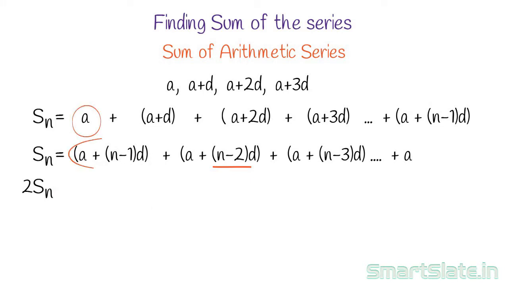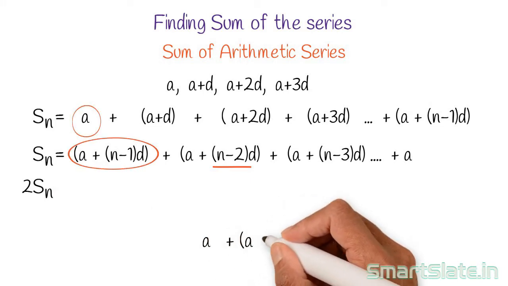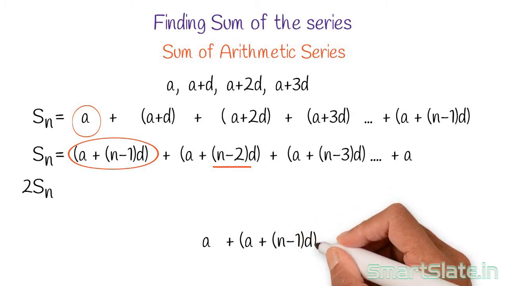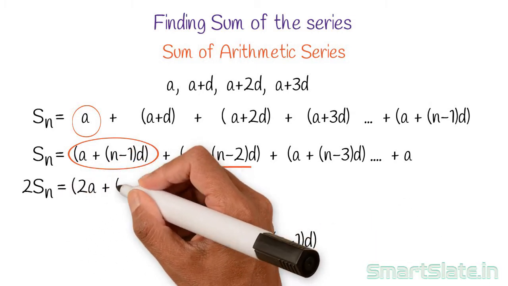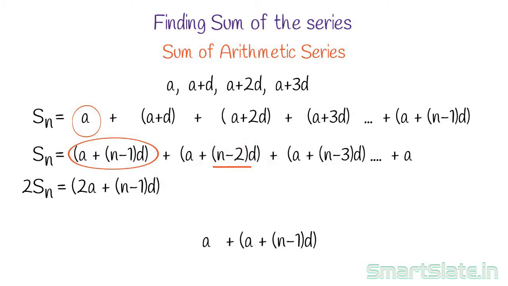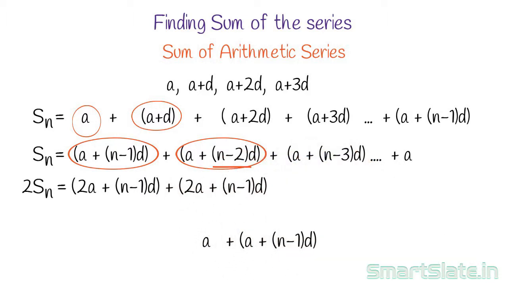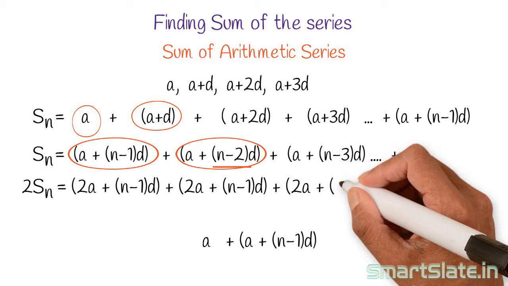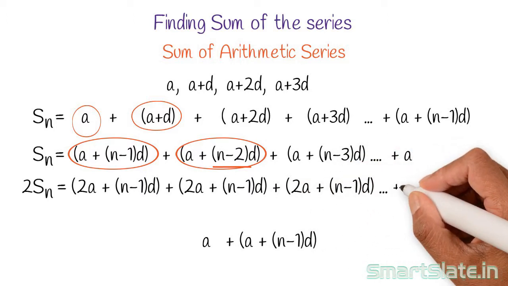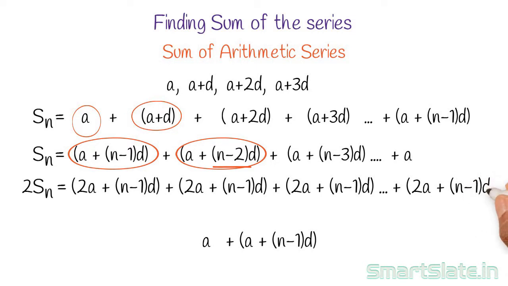The addition of the first terms of both the series is A plus n minus 1 into D, which is 2A plus n minus 1 into D. The addition of the second terms in both the series also gives 2A plus n minus 1 into D. This is the case with each term. We get 2Sn equal to 2A plus n minus 1 into D, plus 2A plus n minus 1 into D, plus 2A plus n minus 1 into D, and the last term is also 2A plus n minus 1 into D.